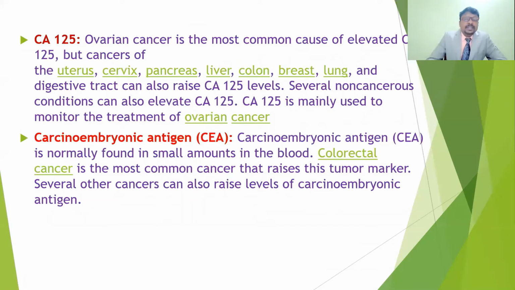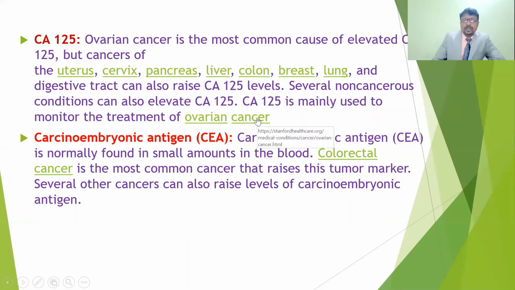And the next one is the CA 125 test marker. Ovarian cancer is the most common cause of elevated CA 125. This is most common in females who have ovarian cancer, and we can find it elevated. But cancers of the uterus, cervix, pancreas, liver, colon, breast, lung, and digestive tract can also raise the levels of CA 125.